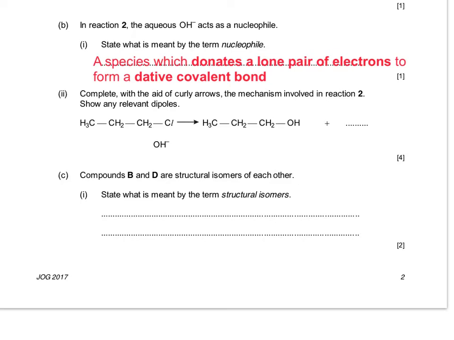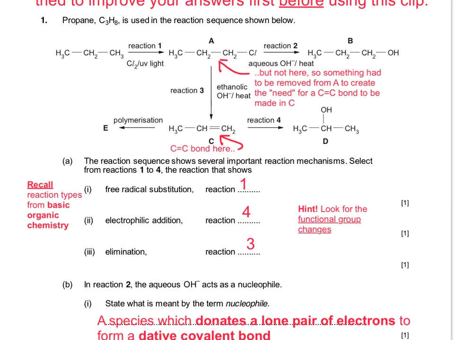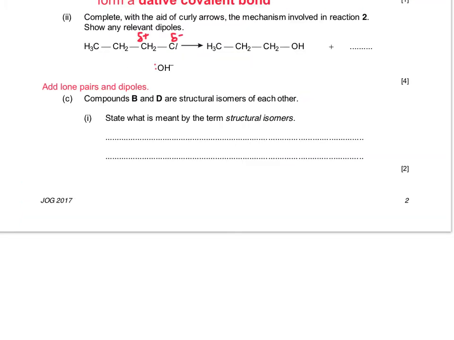So it says the mechanism involved in reaction 2, so we've got to look back at reaction 2 in a second. So going back up the page to reaction 2, you can see it's the substitution of an OH for a Cl. So I've just highlighted the functional groups there. So we've now got to think about what has to happen for the Cl to come off and the OH to come on. So the first thing I do is add my lone pairs and my dipoles. So my lone pairs tell me where the curly arrow starts and the dipoles will suggest where it finishes.